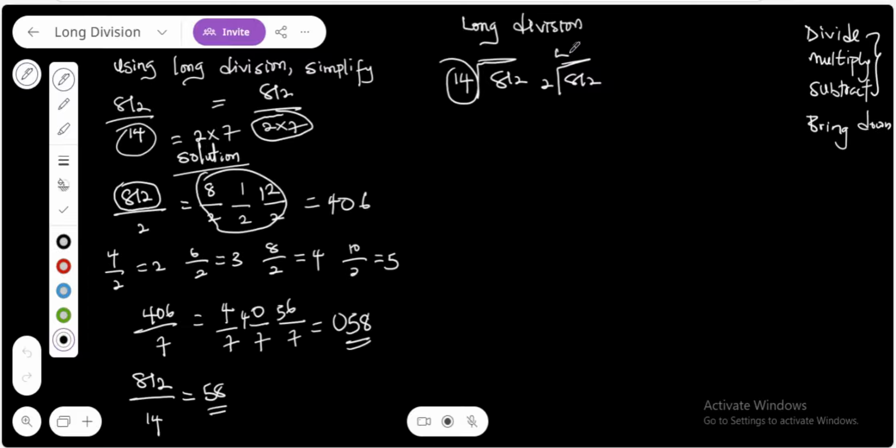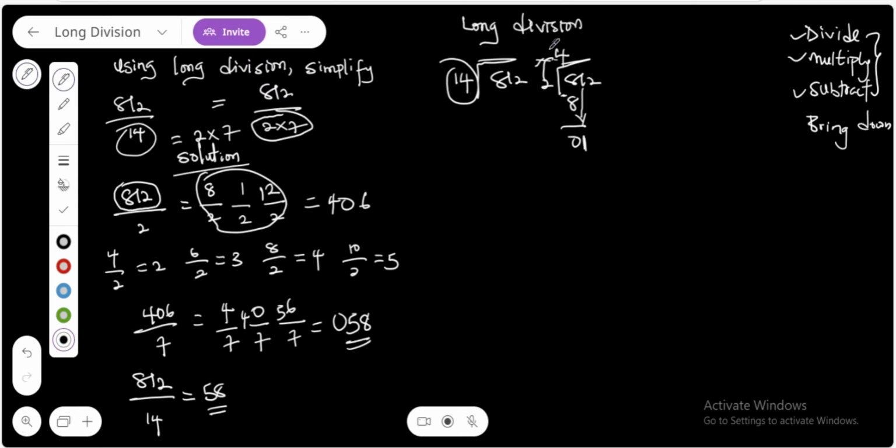8 divided by 2 is 4. Now, after dividing, the next thing would be to multiply. So you multiply this result by the divisor, which is 2. So 4 times 2 is 8. I write it under 8 because I'm performing my division on the first digit, 8. Now, having multiplied, I subtract. So I subtract 8 minus 8. It gives me 0. Now, having carried out these 3 steps, I bring down the next digit, which is 1.